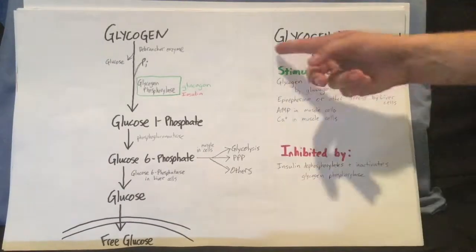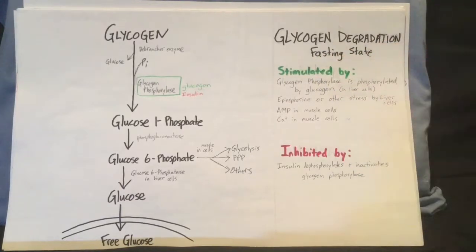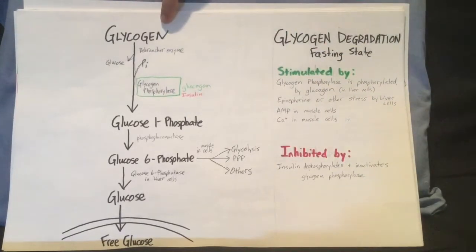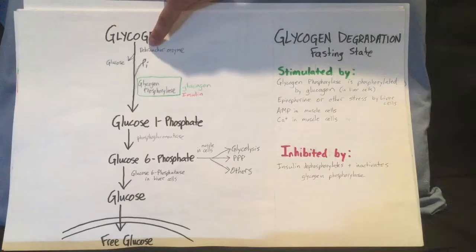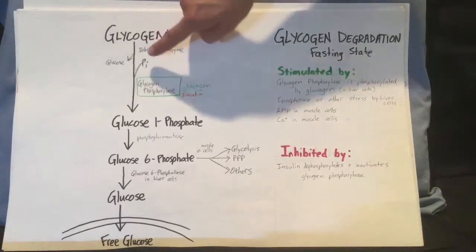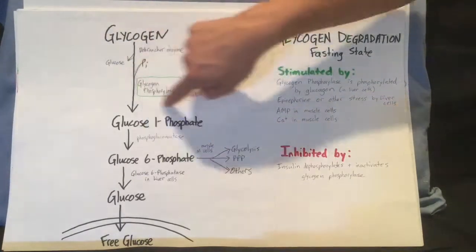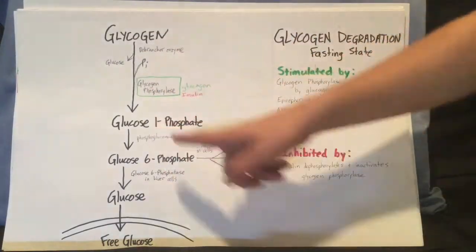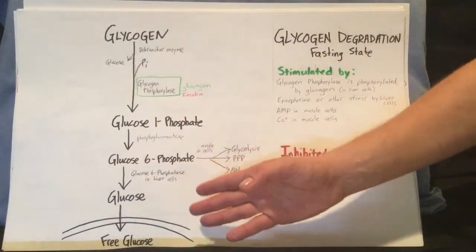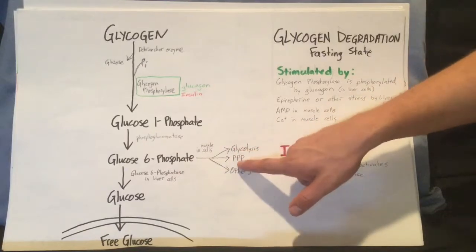Okay, now we're talking about glycogen degradation, which is happening in the fasting state. Definitely. So we have our glycogen, which is our stored glucose. We have the debrancher enzyme. We get a little bit of free glucose here that leaves. We also have some inorganic phosphate, helps this enzyme here to make the glucose 1-phosphate, which then turns into the glucose 6-phosphate, which we have seen over and over, which then can be used in glycolysis, the pentose phosphate pathway, or other things.